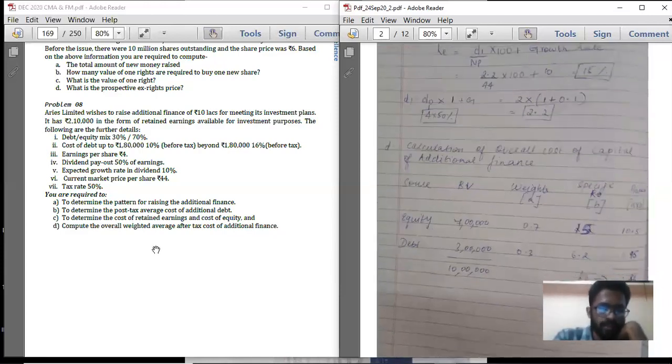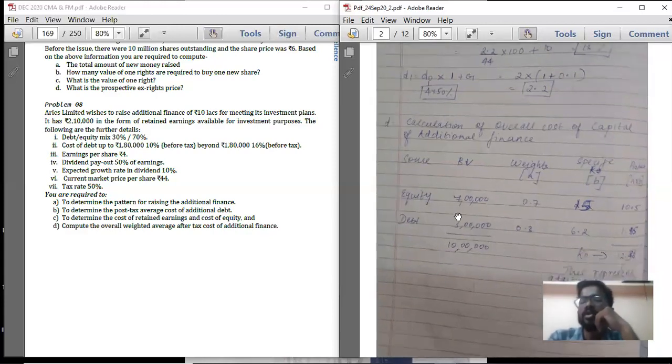So below that, what are they asking? They are asking weighted average cost of additional finance, that is, overall cost of capital. Below that, take down small d. Calculation of overall cost of capital of additional finance. Below that, draw a 5 columnar table. Record first column source, second column BV, third column weights, fourth column specific KO. We can take it as KS. Last column product.